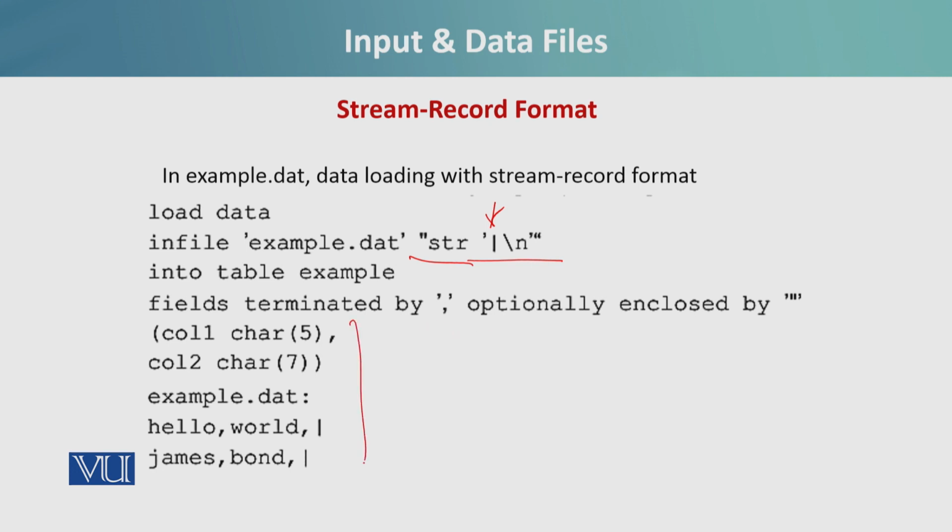The rest of the options are the same, except that we use a terminator that indicates exactly where the record is finished, or where the column is going to be finished. So this is what we call a stream record format.